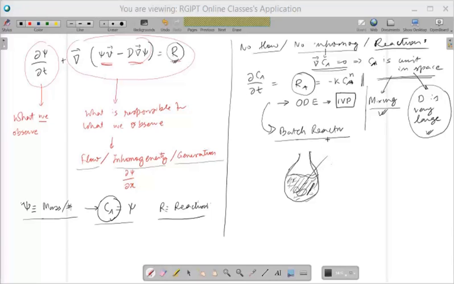So this will give me the transient behavior of Ca with time. How does Ca change with time? C as a function of time will be obtained if you can solve this, and that is something that you can check. Anyway, this is actually used for studying kinetics in labs, right?